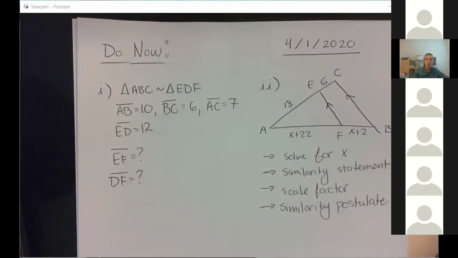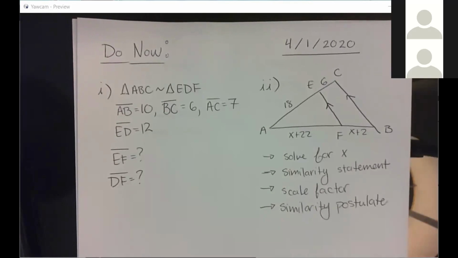Question number 2 is a little bit of a combination of parallel lines and similar triangles. Please use what you know about these setups to first solve for X, then also write a similarity statement for the triangles. Also tell me what the scale factor is for the triangles, and which similarity postulate allows you to say that these 2 triangles are definitely similar.